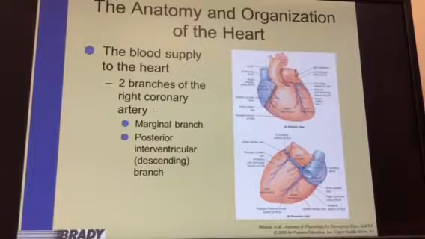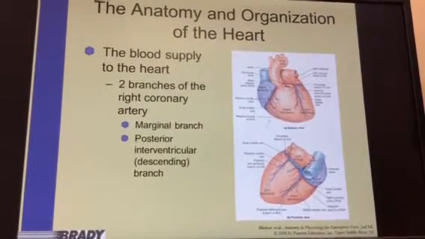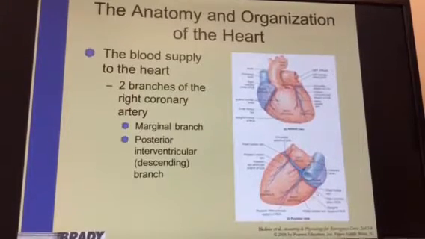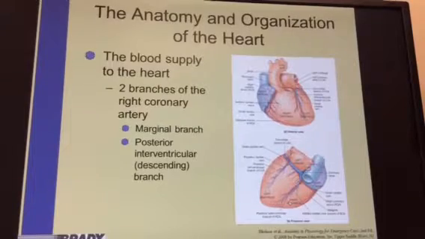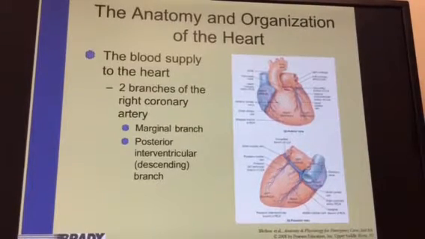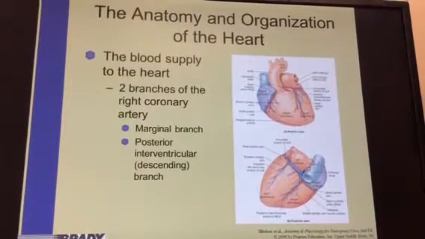There's two branches off the right coronary artery. There's the marginal branch, which basically feeds the lateral aspect of the right atrium. And then there's the posterior branch, which comes down the septal region on the posterior aspect.